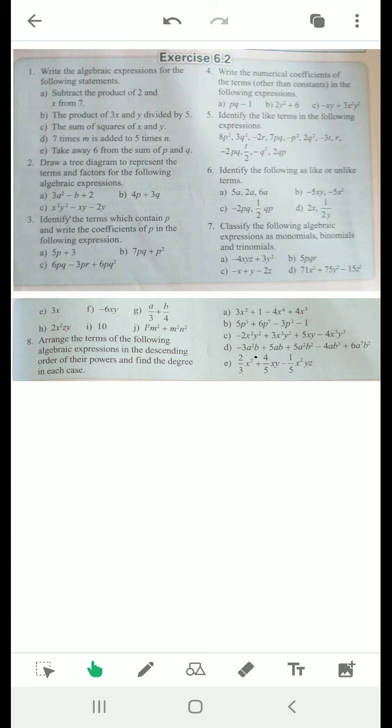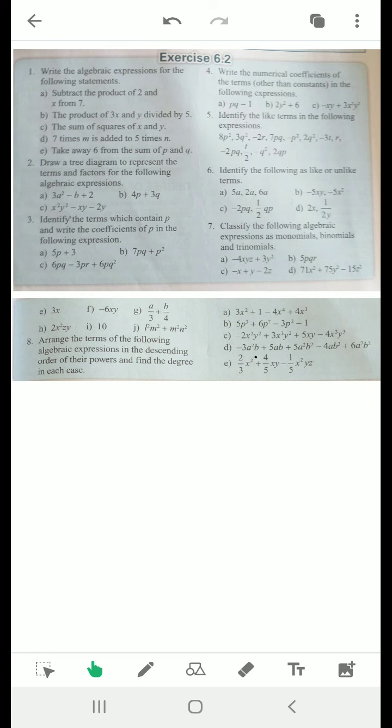Okay. The B one is unlike. The C one is like term because minus 2 PQ and 1 upon 2 QP, PQ, QP, both are the same. So it is like. And D is unlike because the variables are not the same. In the 7th question, you need to write whether they are monomial, binomial or trinomial. Monomial means they should have only one term. Binomial means they should have two terms. And trinomial means three terms. So you can identify those also.